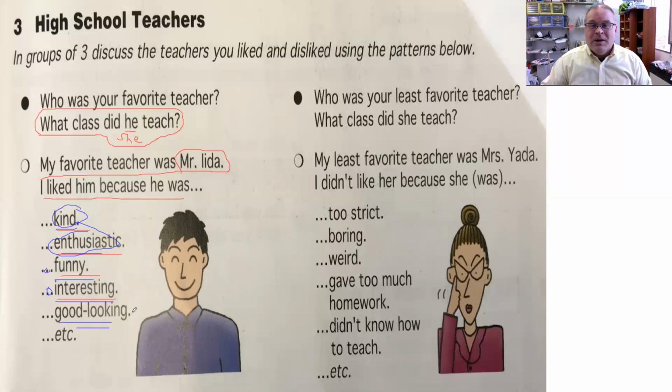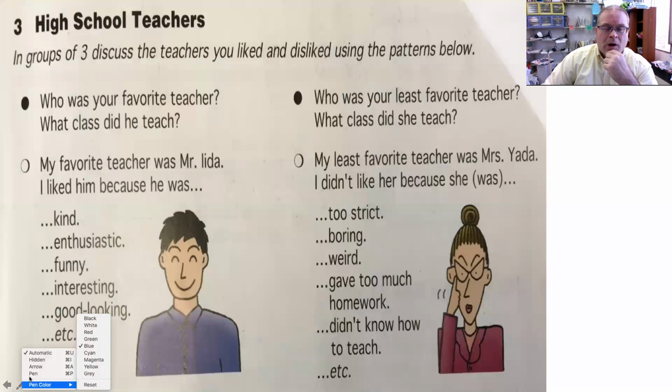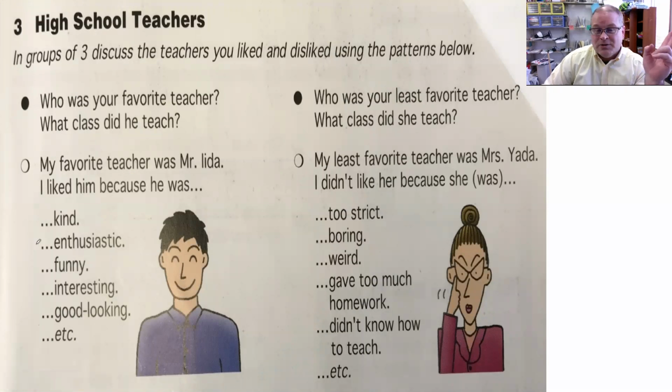Good. Okay. So next one. Okay. So who is your favorite teacher? What class did he teach? What class did she teach? My favorite teacher was, I liked him, her, because. So one more time, let me give you my answers. Okay. Rob, who is your favorite teacher? I had two favorite teachers. My favorite teacher was Mr. Zook. He taught English. I liked him because he was kind, enthusiastic, funny, and interesting. My other favorite teacher was Sister Teresa Mary. I liked her because she was also kind, enthusiastic, funny, interesting, and good looking.